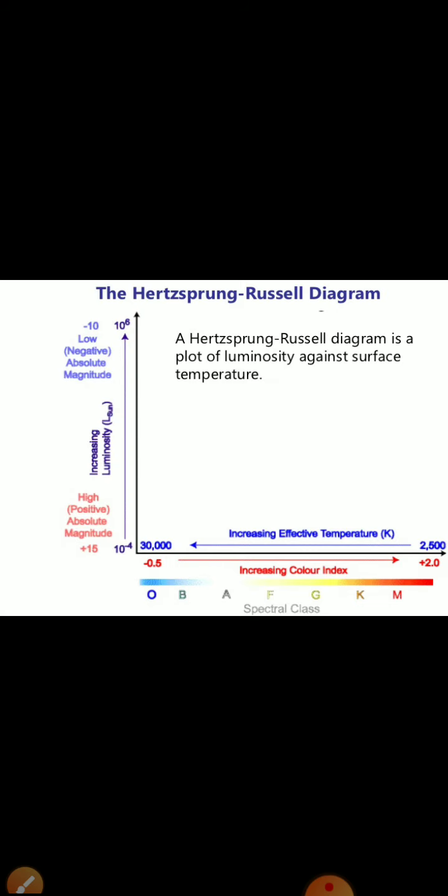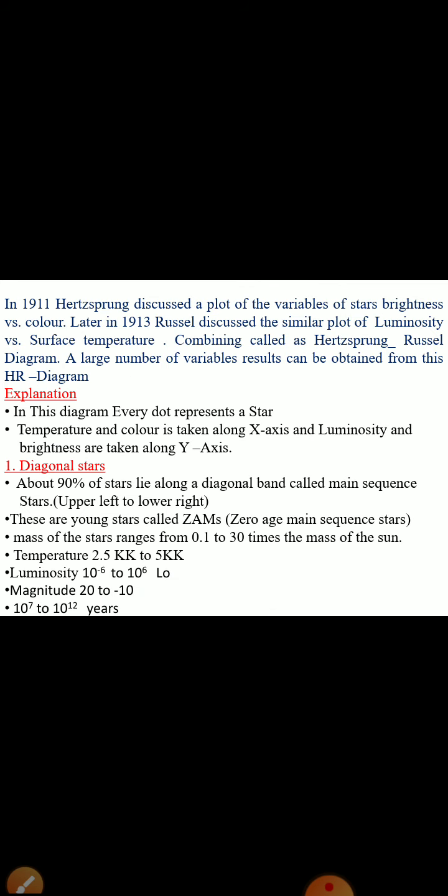In the year 1911, Hertzsprung for the first time discussed a plot of variables of stars, equivalent to brightness versus temperature. Later in 1913, Russell discussed a similar plot. A large number of variables can be obtained from it. The plot has come to be known as the Hertzsprung-Russell diagram. With the help of this HR diagram, a large number of variables related to stars are obtained.